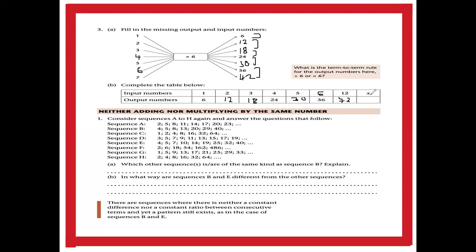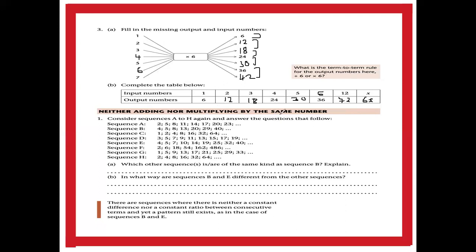And then over here we have x, this is the general form. I'm not going to write it as x times 6, I'm going to write it as 6x, which is the same as 6 times x, or x times 6.